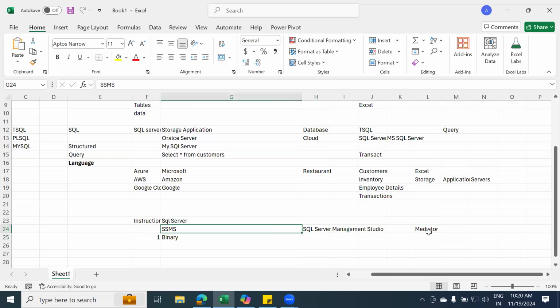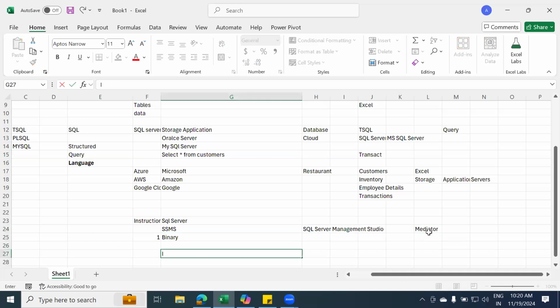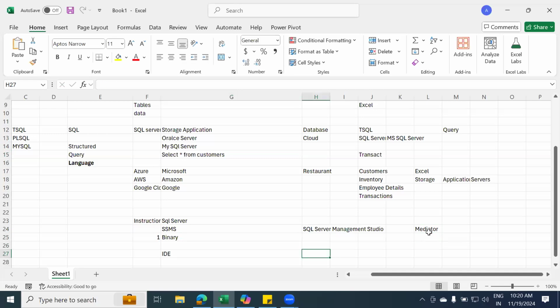If I speak in technical language, we call this an IDE. Anyone have an idea what the meaning of IDE is? No? Okay. IDE stands for Integrated Development Environment. Whatever you perform in this IDE will be translated into machine language. And the moment the machine understands your language, it will respond as per your activity. So now SSMS is called an IDE.